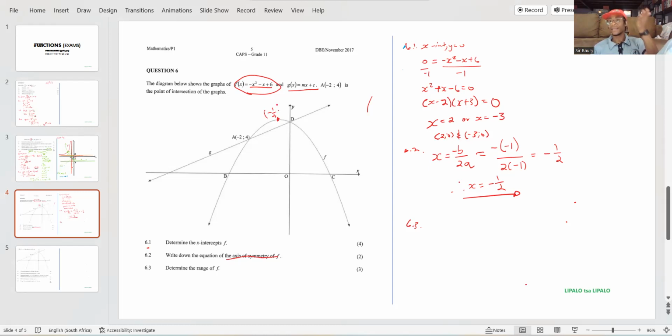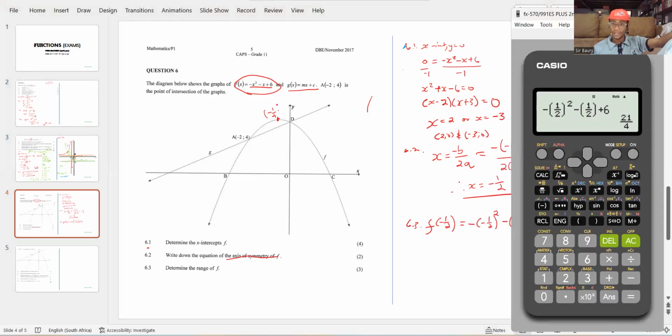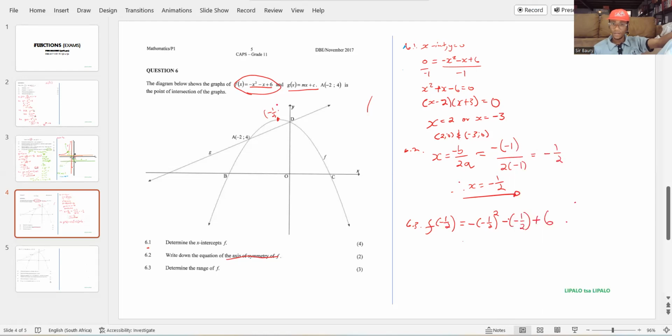How do I get the y coordinate? I substitute. So I have f at negative 1 over 2 being equal to negative 1 over 2 minus negative 1 over 2, all squared, plus 6. This is already in the calculator. The answer is 21 over 4, which is 5,25. So here I have 5,25. That's what I have there.